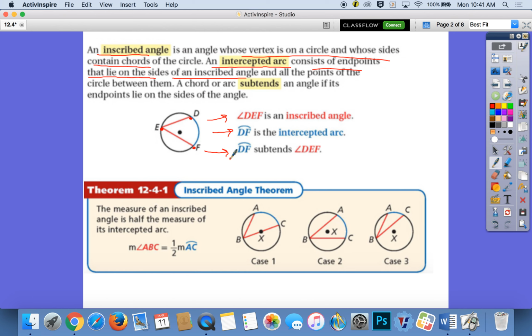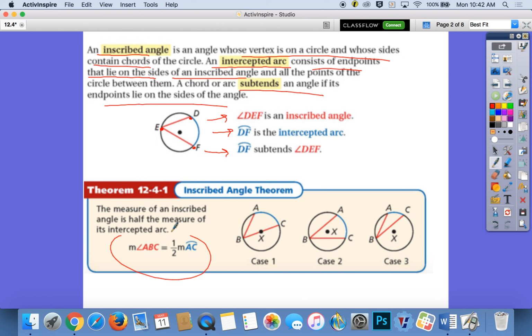You also have this terminology here, which is really going to come into play in a couple of days. A chord or an arc subtends an angle if its endpoints lie on the sides of the angle. So arc DF subtends angle DEF because its endpoints lie on the sides of the angle. It's basically the piece that you're looking at when you're looking at your inscribed angle.